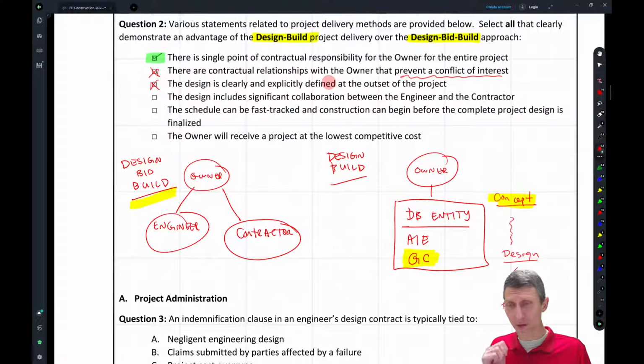Okay, let's go to number 4 here. The design includes significant collaboration between the engineer and the contractor. Design bid build, there really isn't significant collaboration here, but design build, they're both on the same team.